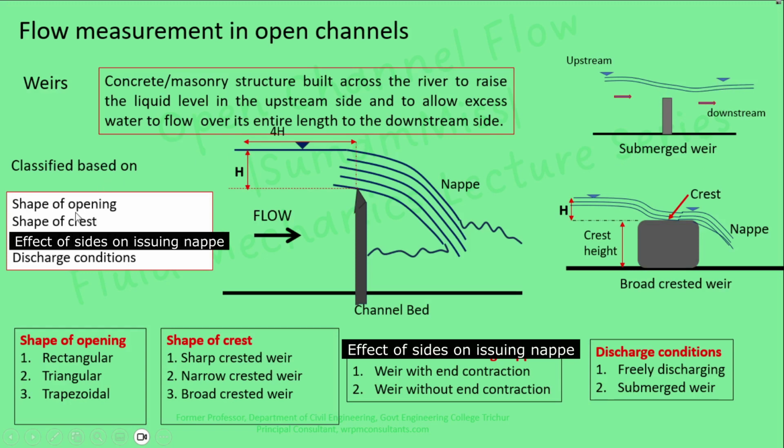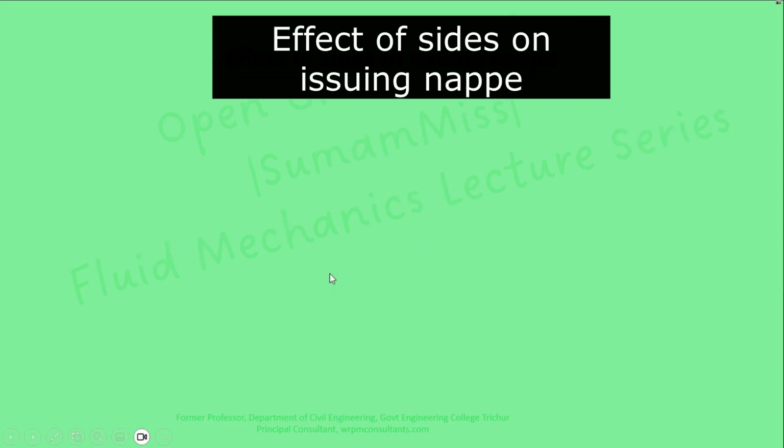The equations for computing the discharge basically depend upon the shape of the opening, shape of the crest, effective sides of issuing nappe, and discharge conditions. So these will be discussed in the subsequent videos. In this section, we are discussing the effective sides of issuing nappe. So based on this effect, we are classifying the weir as weir without end contraction and weir with end contraction.